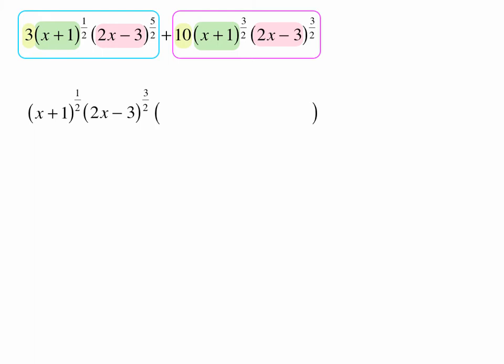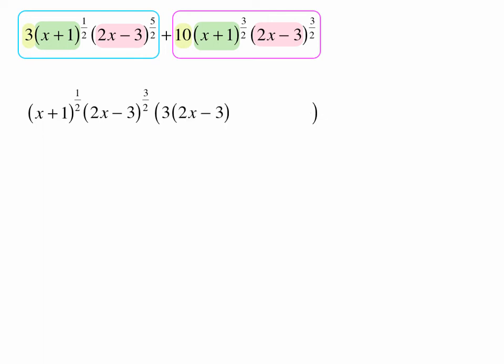In the first group, we have a 3 left. If we had x plus 1 to the 1/2 power and we're pulling out an x plus 1 to the 1/2 power, we don't have anything left. If we had a 2x minus 3 to the 5/2 and we're pulling out a 2x minus 3 to the 3/2, we're going to subtract those exponents. 5/2 minus 3/2 is 2/2, and 2/2 is the same thing as 1.